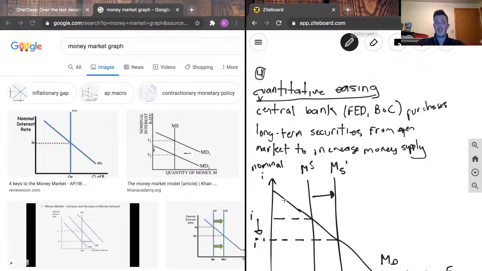And this is exactly what we're seeing right now with the coronavirus. In order to prop up the economy, as they usually say, they've undertaken some kind of quantitative easing. So what we're effectively doing is increasing the money supply and lowering the interest rate.